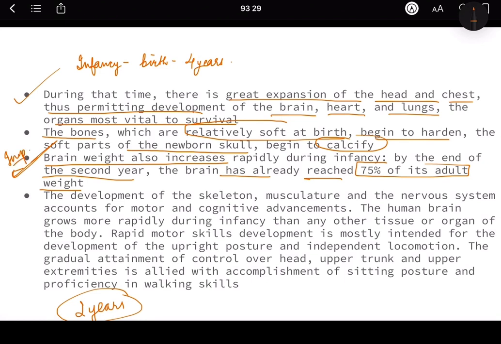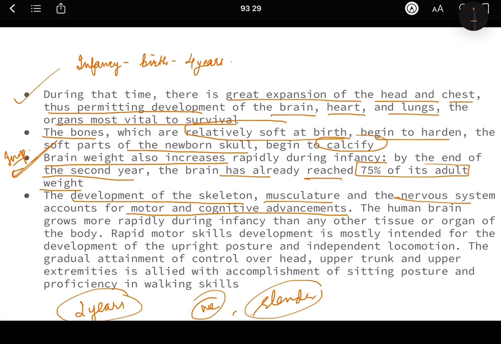So the development of the skeleton is happening, musculature, nervous system. We have talked about how the weight and height are increasing, how the child becomes slender after some time, because it is catching up with the height. Then motor and cognitive advancement होती है. Motor skills क्या है? Eye coordination. For example, if you take the name of the baby, he'll look at you. So that is eye coordination. Then hand to eye coordination is there. ये सब motor skills हैं that start to develop. And ये cognitive skills भी हैं.